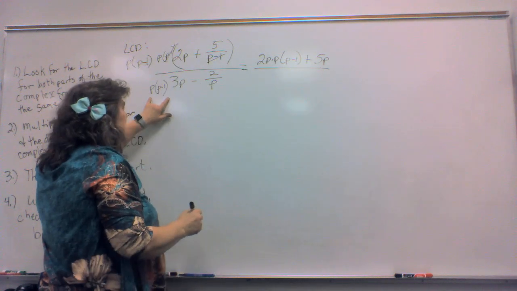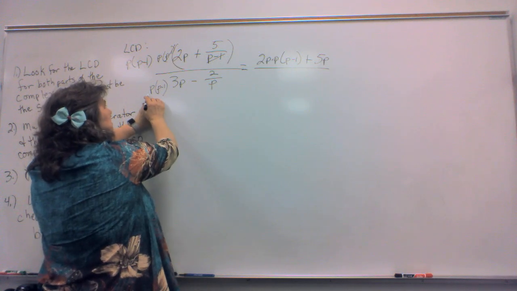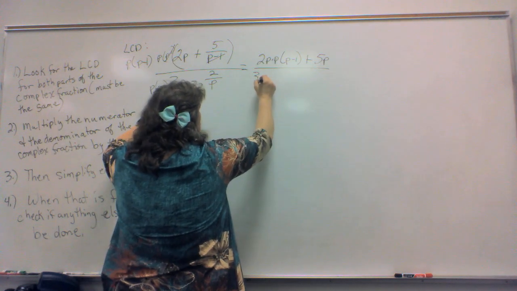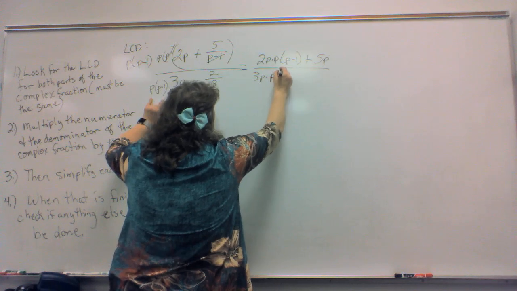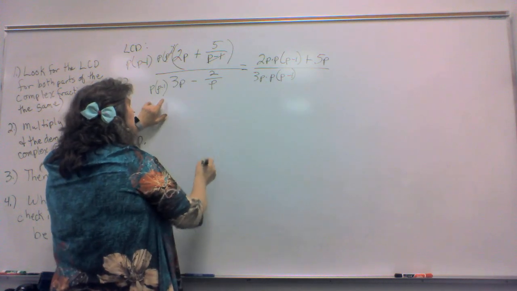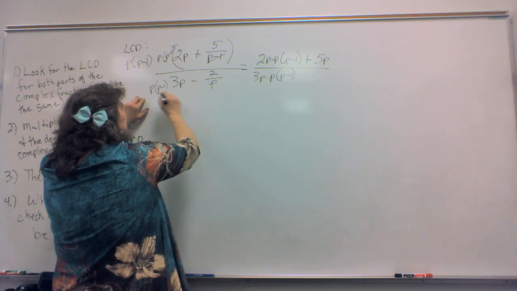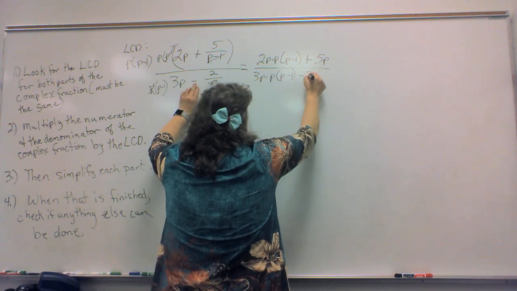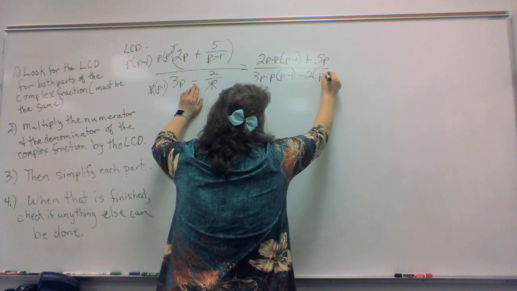And now the same thing here. I have p minus 1 times 3p. So I have 3p times p minus 1. And then here I have 2 over p and a p, so my p's cancel, and I have minus 2 times p minus 1.